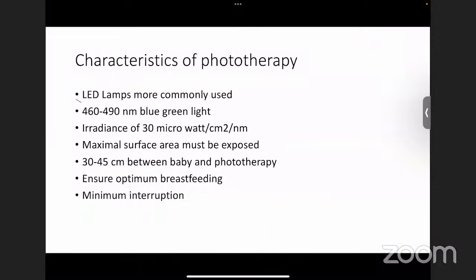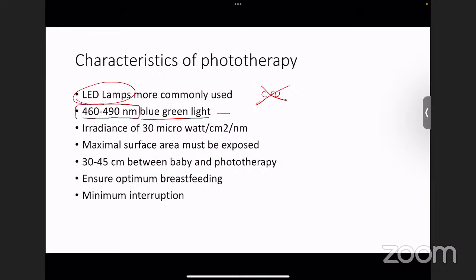Characteristics of phototherapy: we use LED lamps. Initially we used CFL, which is now outdated; in many centers we use LED lamps. The wavelength should be 460 to 490 nanometers, which is blue-green light. This has the maximum absorption by bilirubin. The minimum irradiance is 30 microwatt per centimeter square per nanometer. Very important: whatever I say about this should be written as well as told in your viva, because these are important points any examiner will ask you.